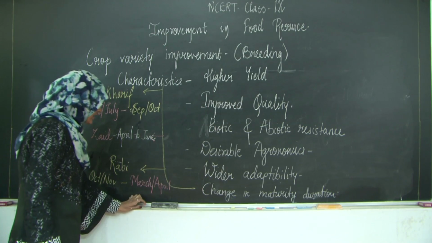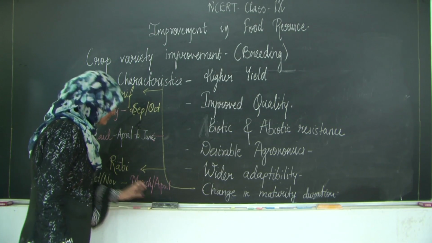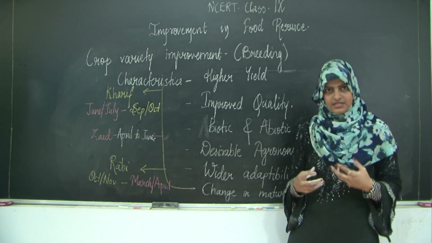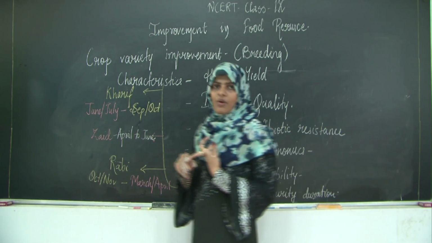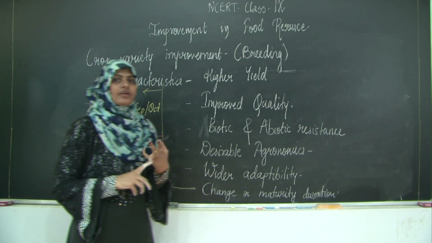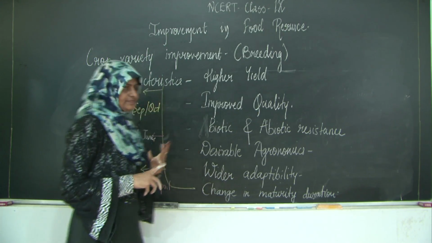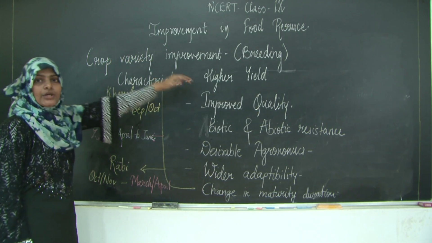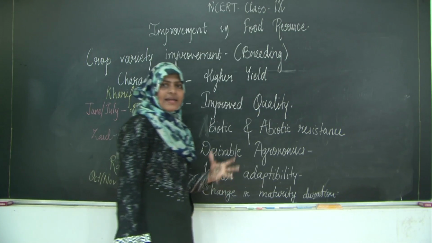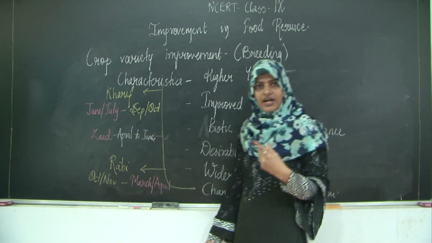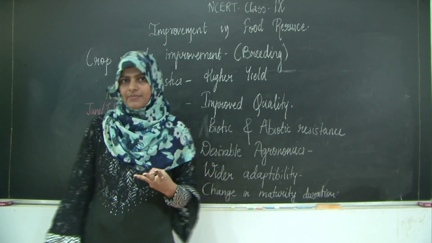Let us recapitulate. The plant food resource can be improved in 3 ways. The first one is crop variety improvement, then crop production improvement, and then crop protection management. We studied today only the first one, crop variety improvement. It is generally done by breeding, and breeding has 3 steps: introduction, selection and hybridization.